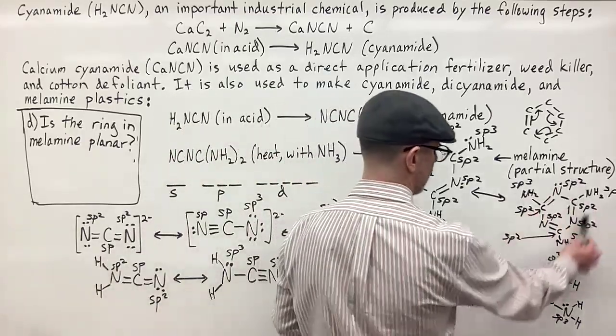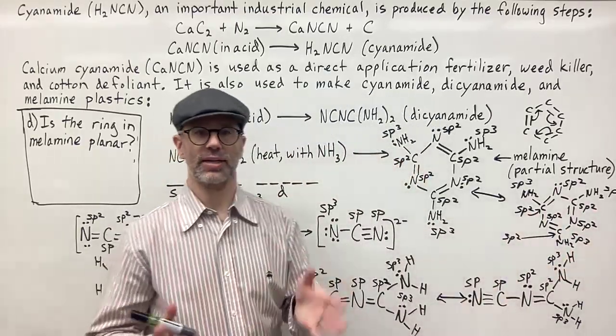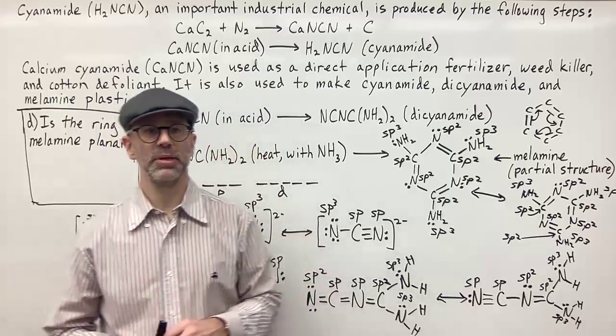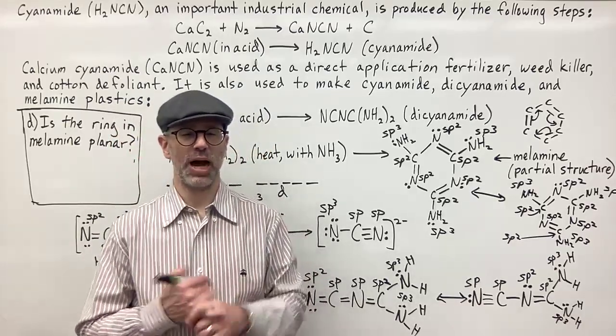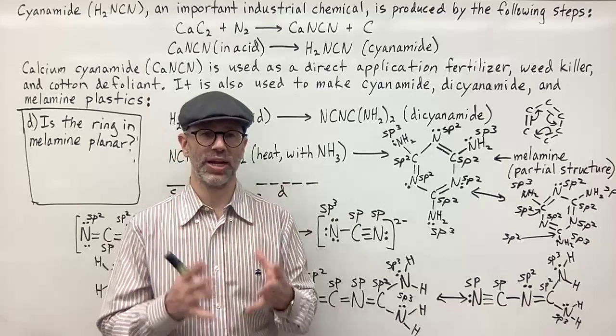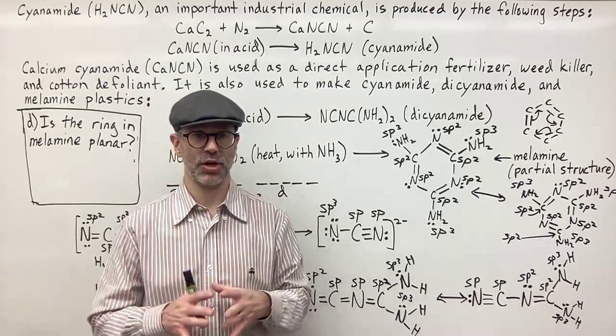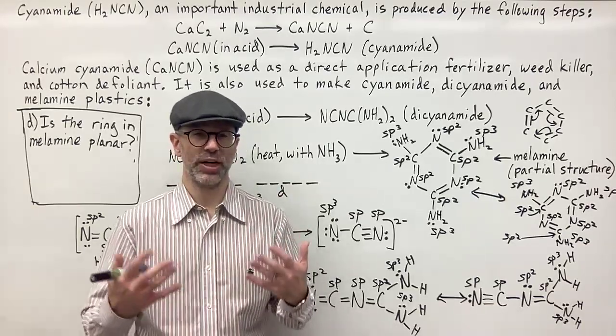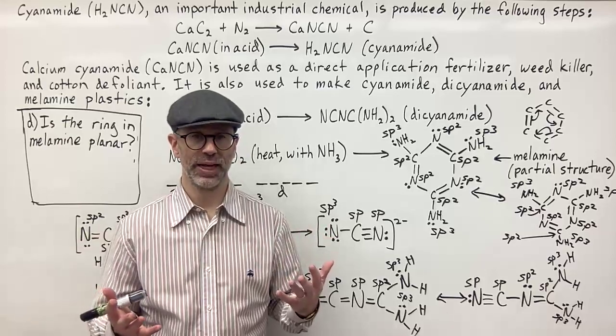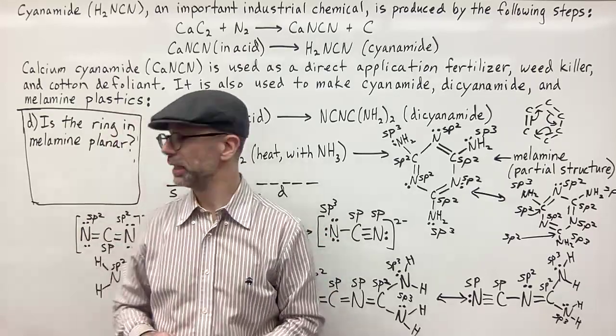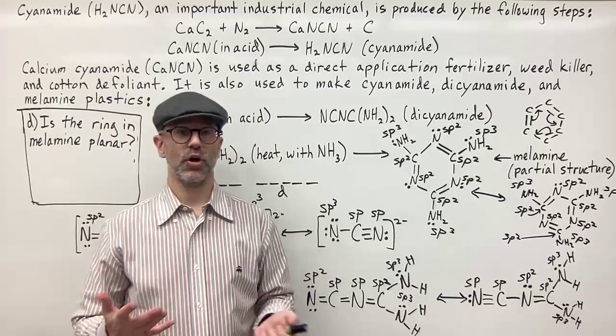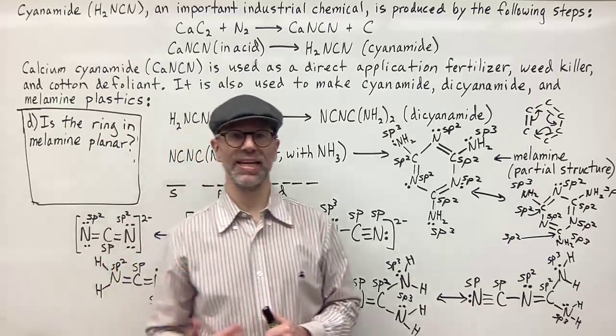And then you can see that here as well. So yes, they are all in the same plane because all of the atoms are sp2 hybridized, meaning they all have 3 electron groups, which means that they're going to be trigonal planar. All of them are trigonal planar, meaning they're in the same plane. Okay, let's go ahead and do part E.